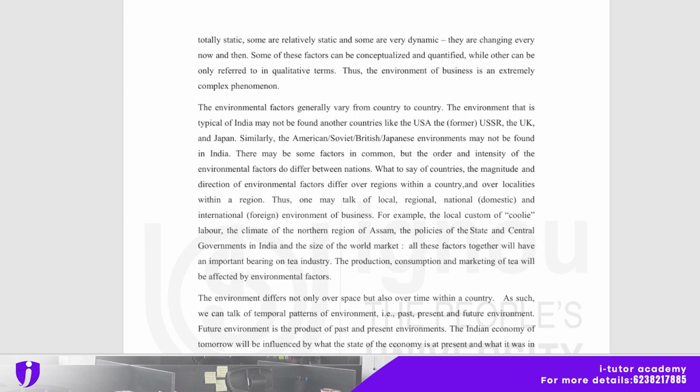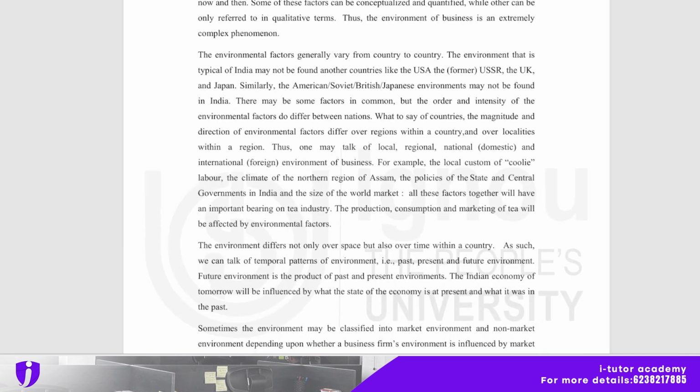And what to say of countries? The magnitude and direction of environmental factors differ over regions within a country and over localities within a region. Thus, one may talk of local, regional, national, that is domestic, and international, that is foreign, environment of business. For example, the local customs of coolie labor, the climate of the northern region of Assam, the policies of the state and central government in India, and the size of the world market.